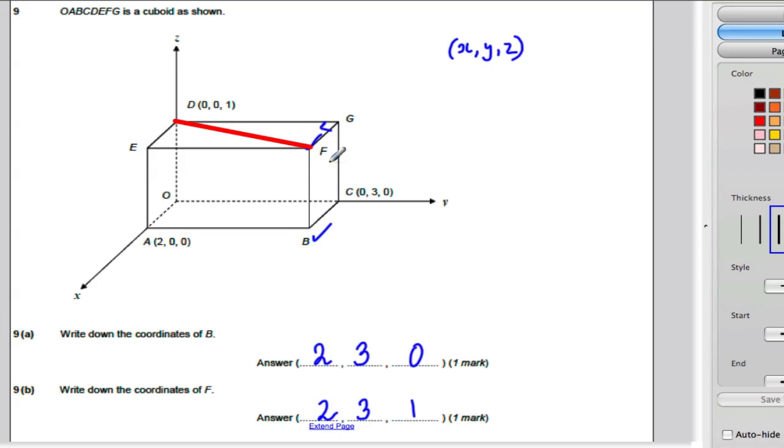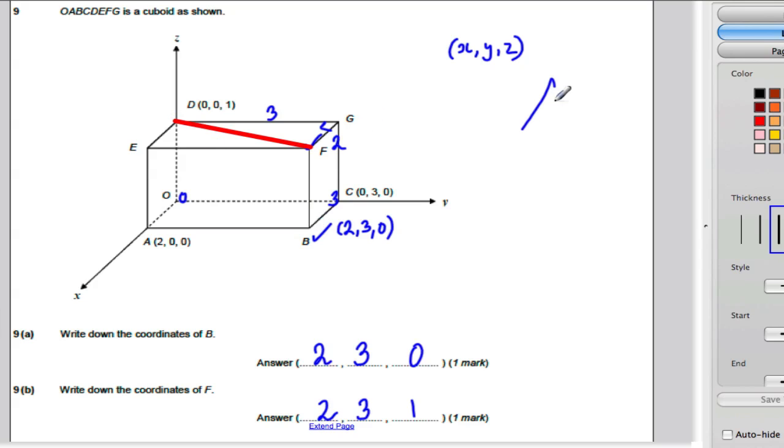Well, what is FG? Well, FG is the same length as BC. What's the distance between B and C? Well, B had coordinate 2, 3, 0, and C has coordinate 0, 3, 0. So the distance between these is 2. So that distance there is 2. The distance between these here, well, G is 3 along in terms of the y plane. It's 3 along here, and D is 0 along. So that distance must be 3.